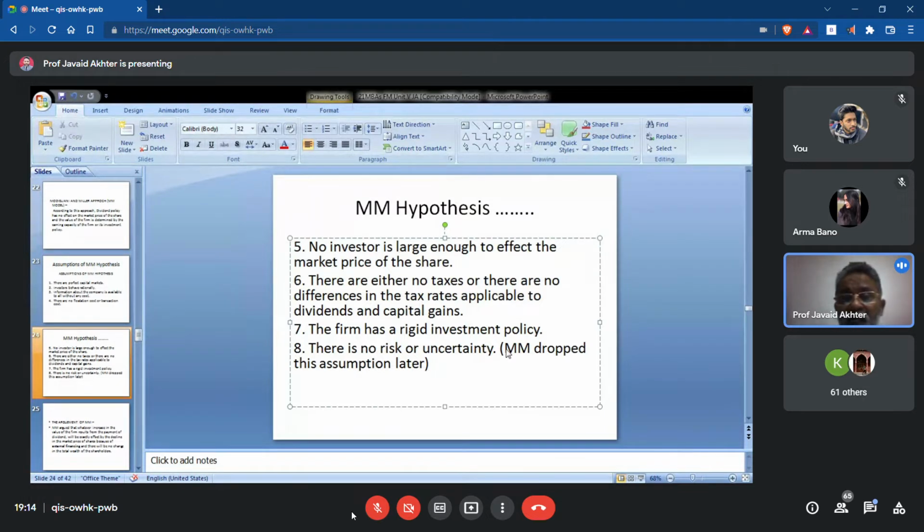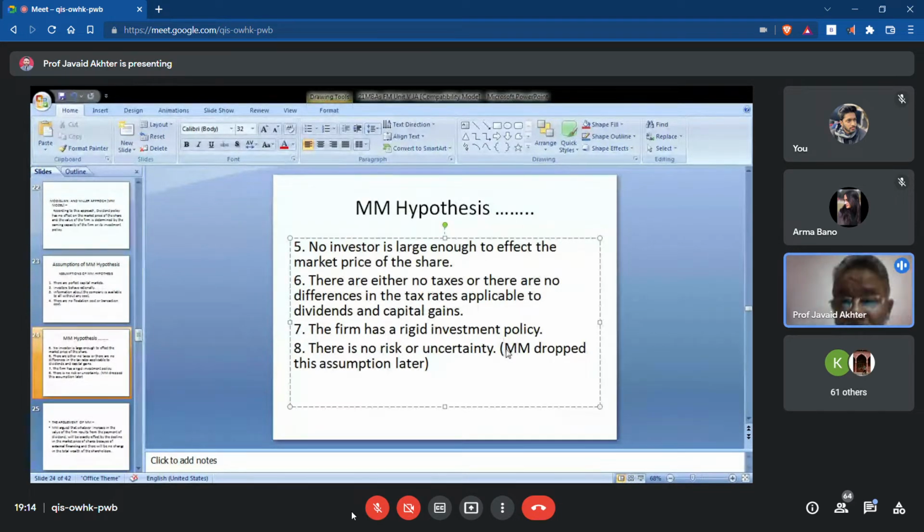So this is in the context that no investor is large enough to influence the market price of the share. There are either no taxes or no difference in the tax rate applicable to dividend and capital gain. Whatever taxes are applied for normal income, the same rate is applicable to dividend also. And the firm has a fixed investment policy and riskiness is almost absent, although later on, when they refined their calculations, they dropped it.